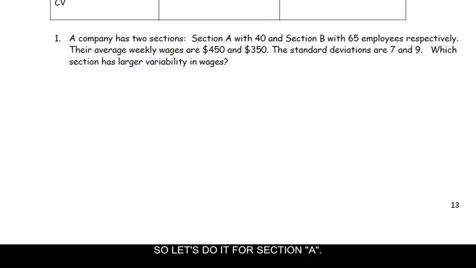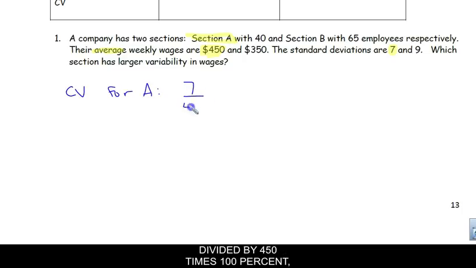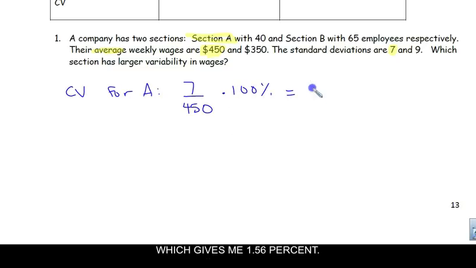So let's do it for Section A. Section A has 40 employees, but I don't need that in my equation. The average wage is 450, the standard deviation is 7. So CV for A would be my standard deviation divided by 450, times 100%, which gives me 1.56%.